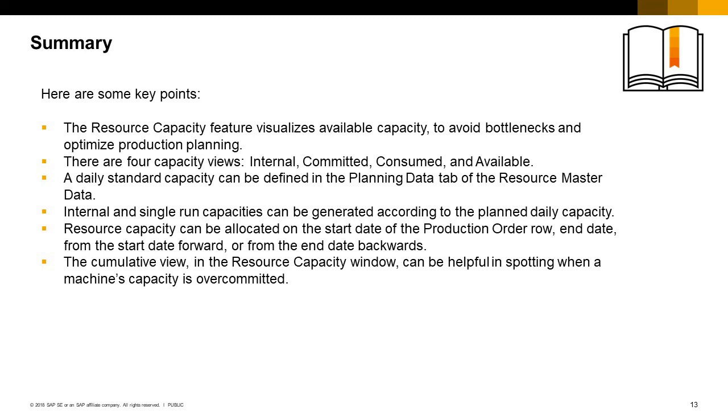Resource capacity can be allocated on the start date of the production order row, end date, from the start date forward, or from the end date backwards. The cumulative view, in the resource capacity window, can be helpful in spotting when a machine's capacity is overcommitted.